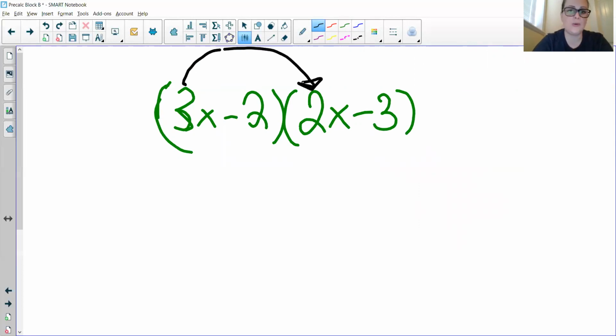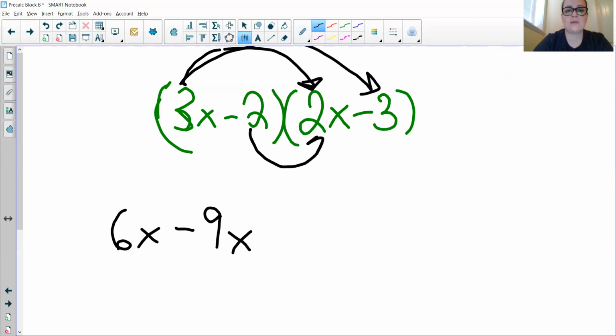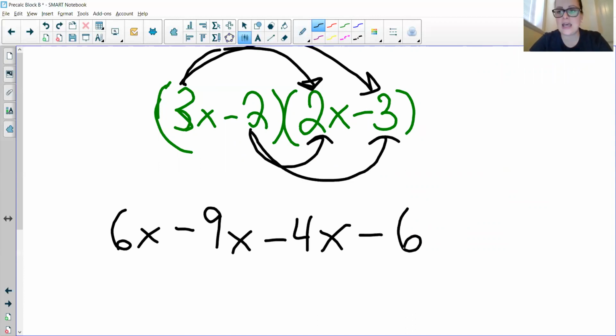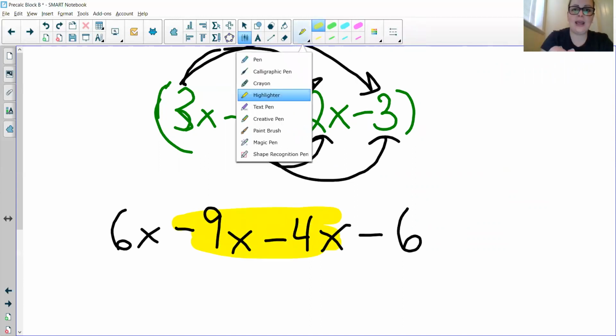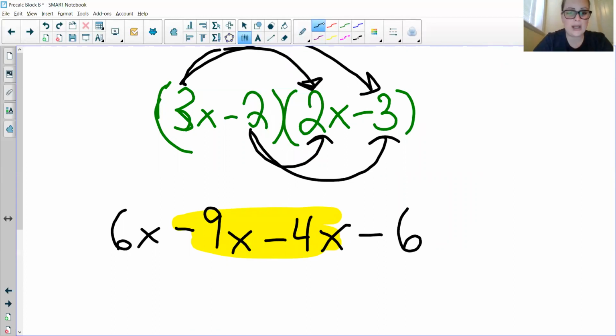3x times 2x is 6x squared. 3x times -3 is -9x. -2 times positive 2x is -4x. And -2 times -3 is 6. That doesn't look like the expression you started out with, but you haven't finished because you haven't grouped these like terms in the middle, and now you can because they are both terms with just one x. So we get 6x squared minus 13x minus 6.